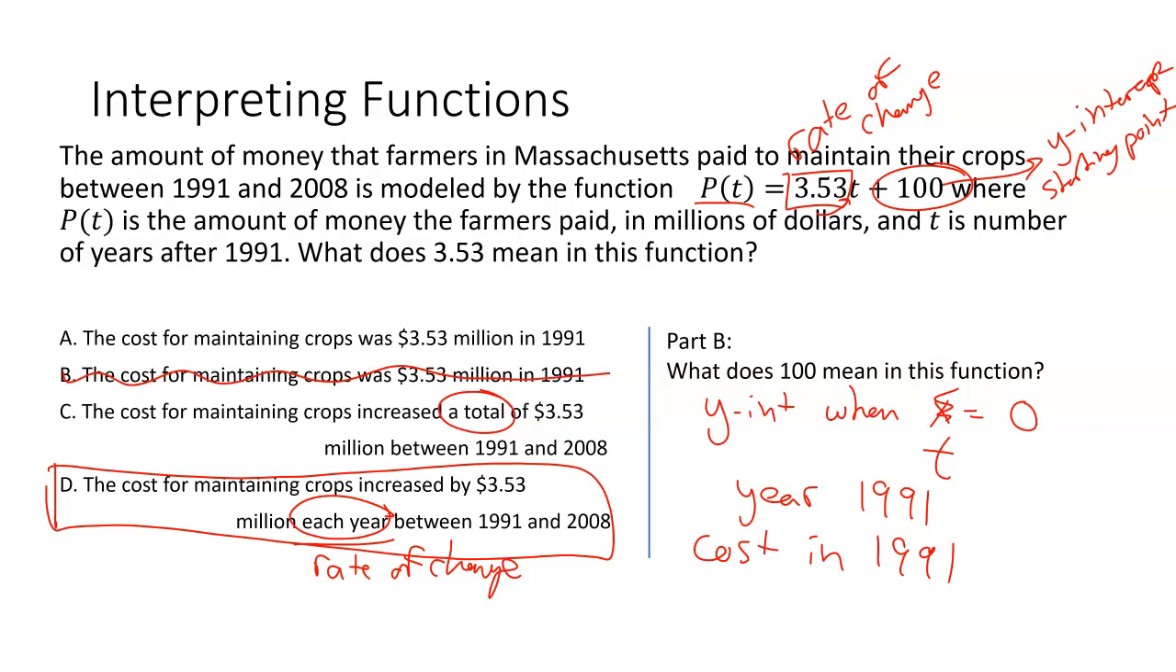So it's very similar to what we did yesterday, but just kind of on the back end. Hey, here's an equation. What does this mean? Versus pulling out that information and having to write your own equation. On the flip side, if you had to write an equation, they would say, in 1991, the farmer spent $100 million. And that cost increased by $3.53 million each year. Write an equation that models this function, and then you would end up here. But now we're just switching it the other way around. Here's an equation, tell me what it means. Versus here's information, write an equation.